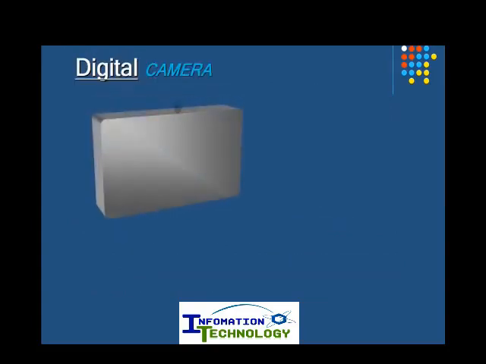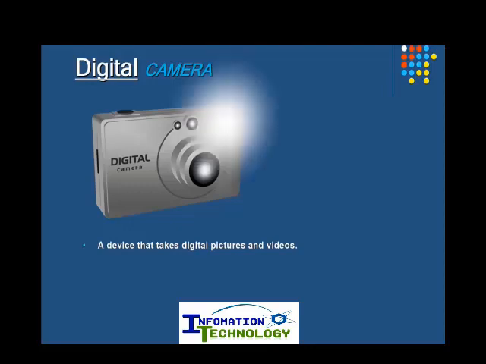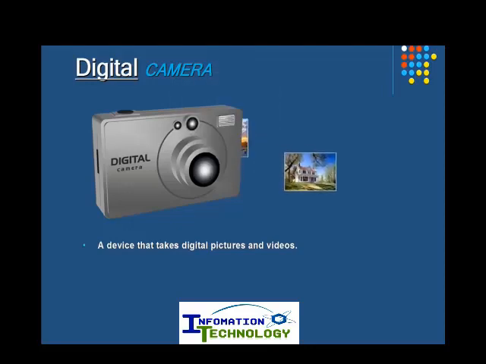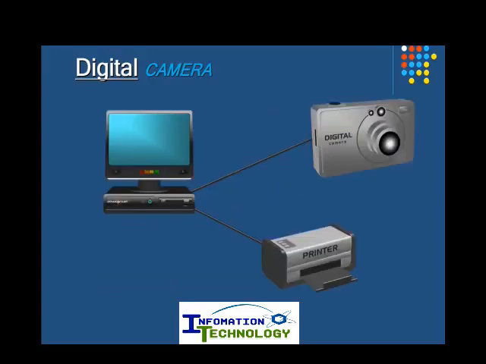A digital camera is a device that takes digital pictures and videos. Unlike a standard camera, where the images are stored on film, a digital camera stores the images digitally on an internal hard drive or on the camera's SD card. Once the images are stored, they can be then downloaded to a computer by using a USB cable or by the SD card. And once they're on a computer, the images can be viewed or printed.